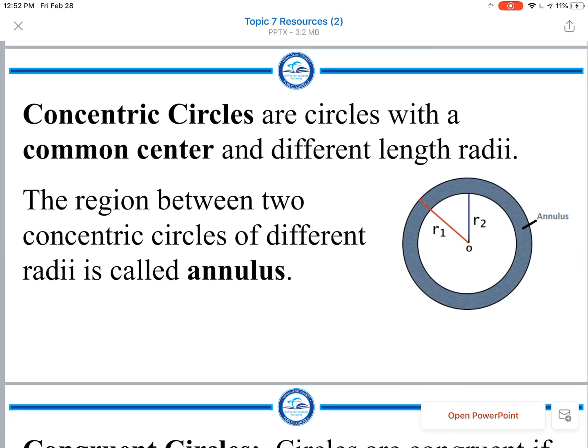Okay, concentric circles are circles with a common center and different length radii. Okay, so you can see the 2 circles that they're identifying there with R1 and R2. R1 is longer. R1 is associated with the larger circle around the outside. And then the smaller radius there is for the smaller circle. And then the region between, that 2-dimensional region, it looks like a ring, that's called an annulus.